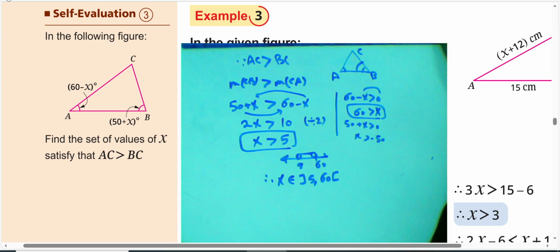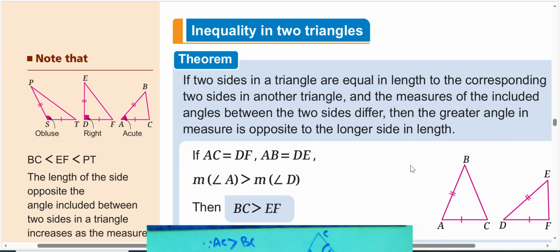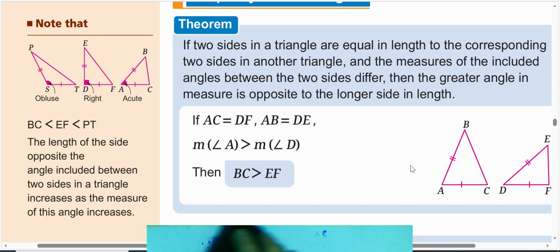Okay. Now we have new properties about inequality in two triangles. If two sides in a triangle are equal in length to the corresponding two sides in another triangle, and the measures of the included angles between the two sides are different, then the greater angle in measure is opposite to the longer side in length. Okay, listen to me about this. I will explain here.